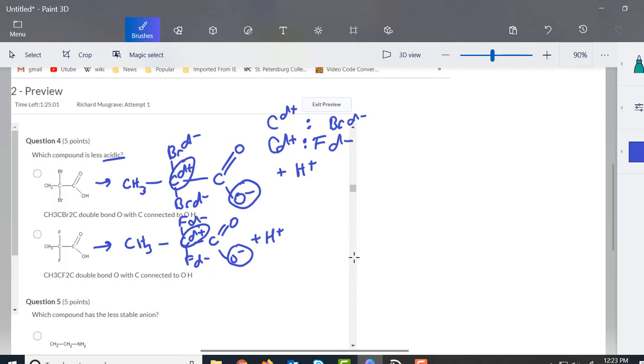So over here we're looking for which one's less acidic. The less acidic one is the one that has the less stable anion, and that's going to be this one here. So this would be your answer for this specific problem.